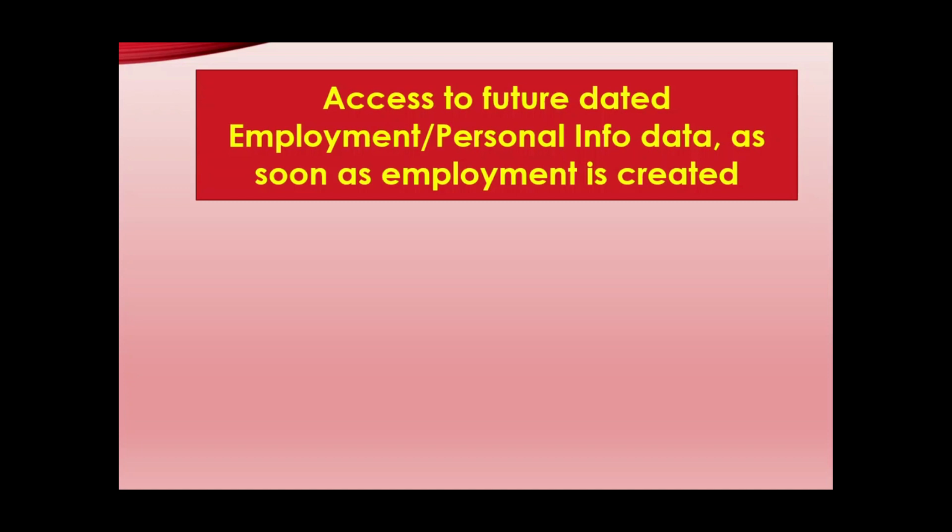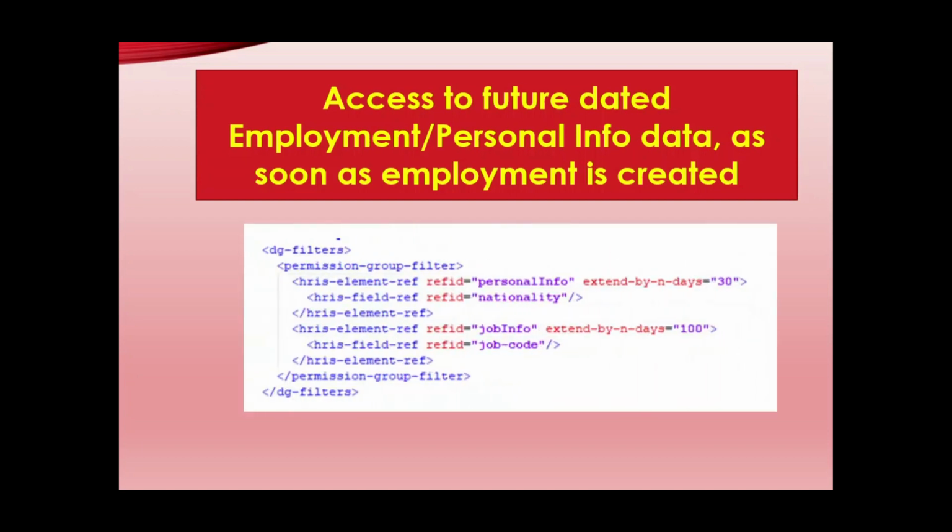And how many days in advance, that we can decide. Maybe it is 30 days or 60 days or 100 days, whatever it is, we can decide that via our configuration. To do that, we need to work in our succession data model. So basically in succession data model, these literals, extend by number and days, we need to add there and need to specify how many days in advance the managers or HRBPs should get the access of that employee's employment or personal info data.